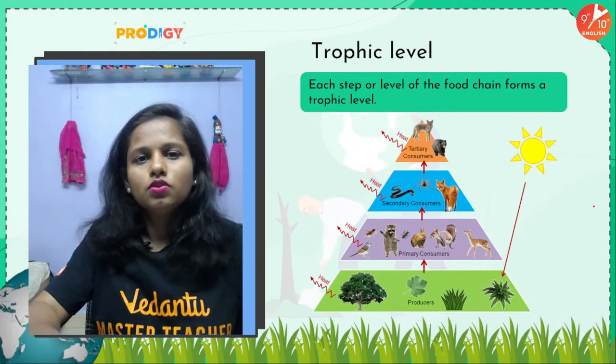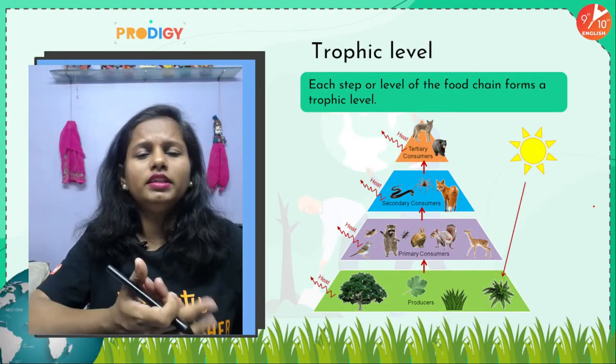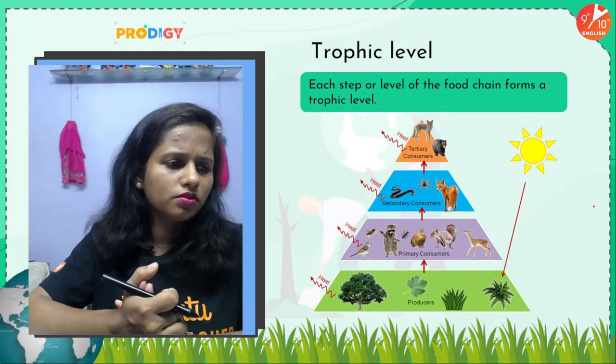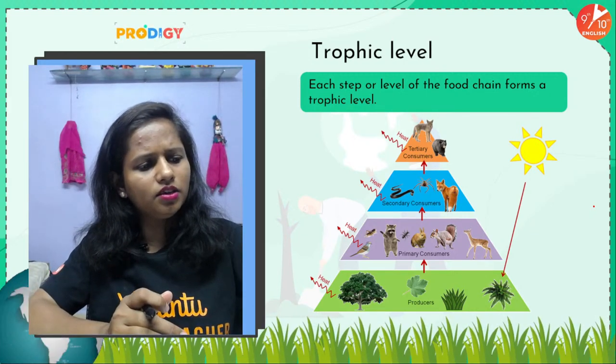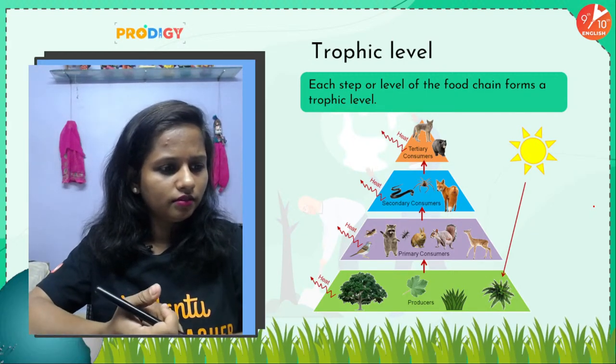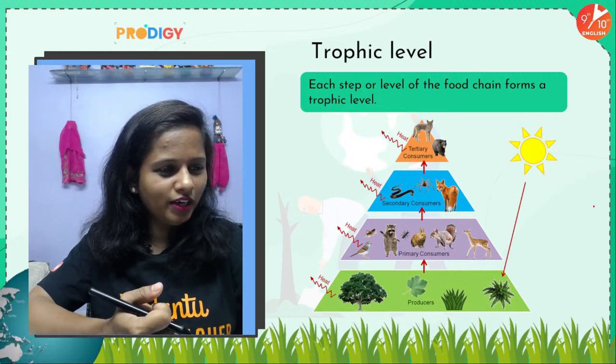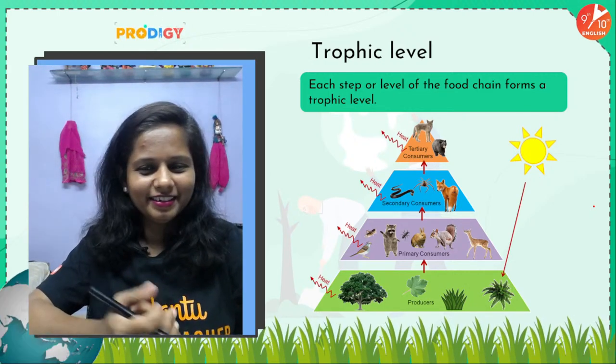Okay? So, who are the producers, guys? Who are the producers that exist in an ecosystem? Tell me quickly.